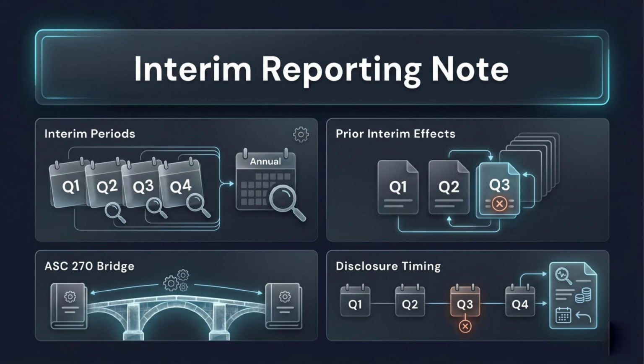Correcting an interim period error in a later quarter may also require specific disclosure about the nature, amount, and period of the original error. We are not doing a full ASC 270 lesson here, but students should remember the bridge. Interim reporting is connected, but it has its own detailed rules.